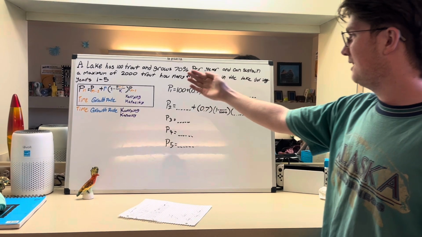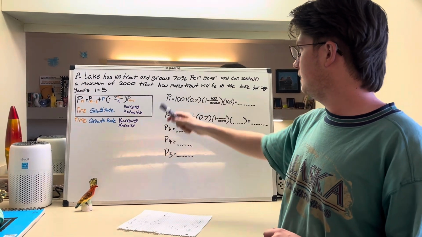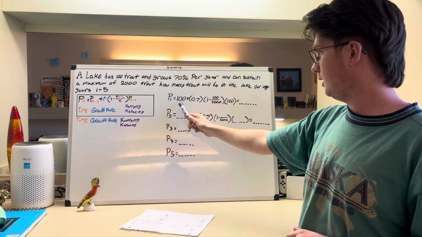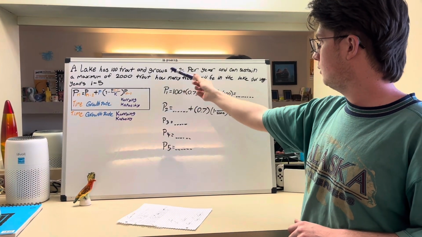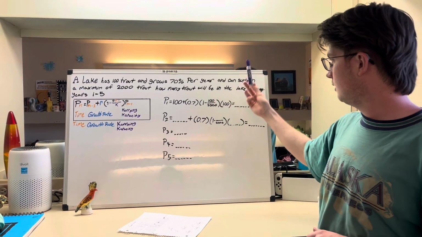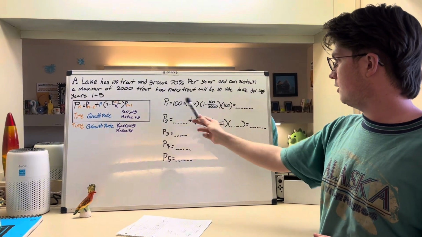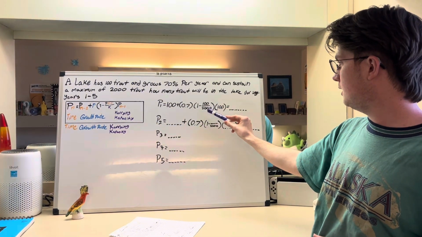So this is our formula. When we plug it in, we're going to put 100 trout here because that's the starting number. And then for growth rate, it's 70%, so we're going to put 0.7. And then for the carrying capacity, we have 2,000. We can have 2,000 trout, so we're plugging that in right here.